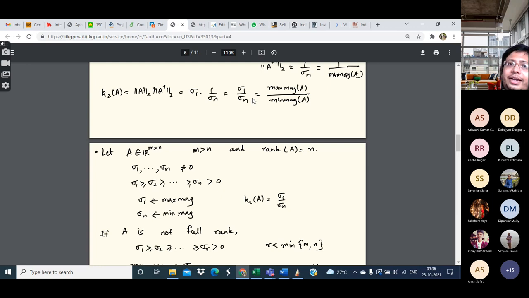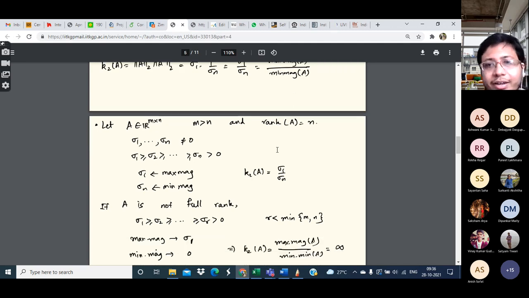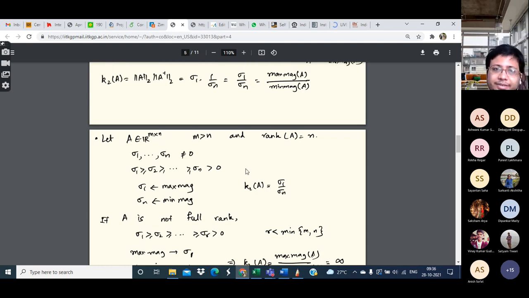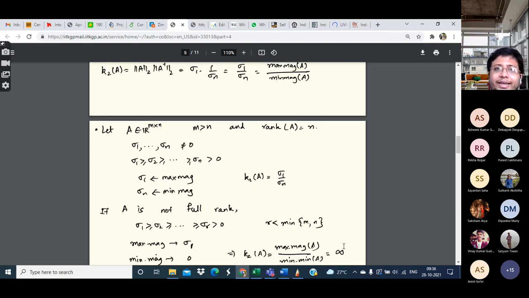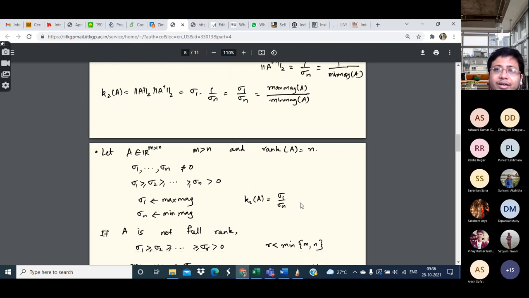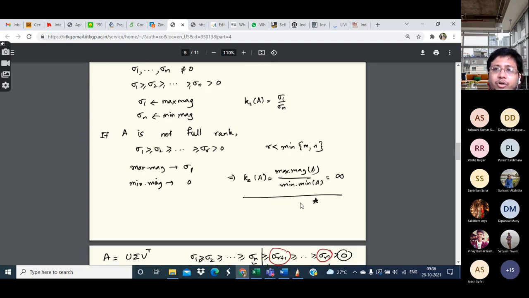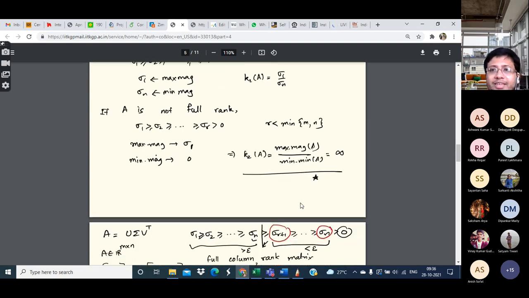But on the other hand, as this ratio blows up towards, say, 1000, 10,000, etc., the matrix becomes ill-conditioned. In the extreme case, when the matrix is rank deficient, it becomes infinity. And so in general, this condition number plays an important role for matrix inversion.